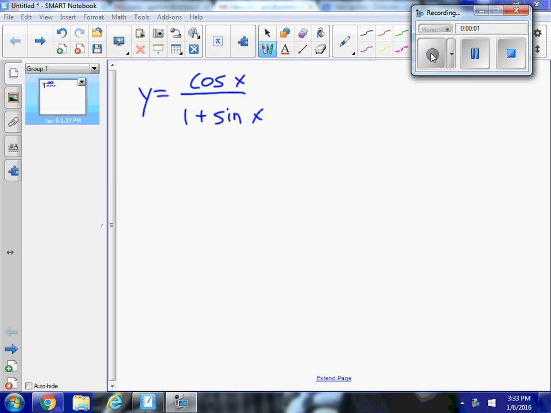So for this problem, I'm supposed to find the derivative, y prime, of this function. I see that it's a quotient, so I'm going to use the quotient rule, and I write u prime v minus u v prime over v squared, and I move the derivative sign, the prime sign, from the u to the v. And so y prime is going to equal, first I'm going to start with u prime v.